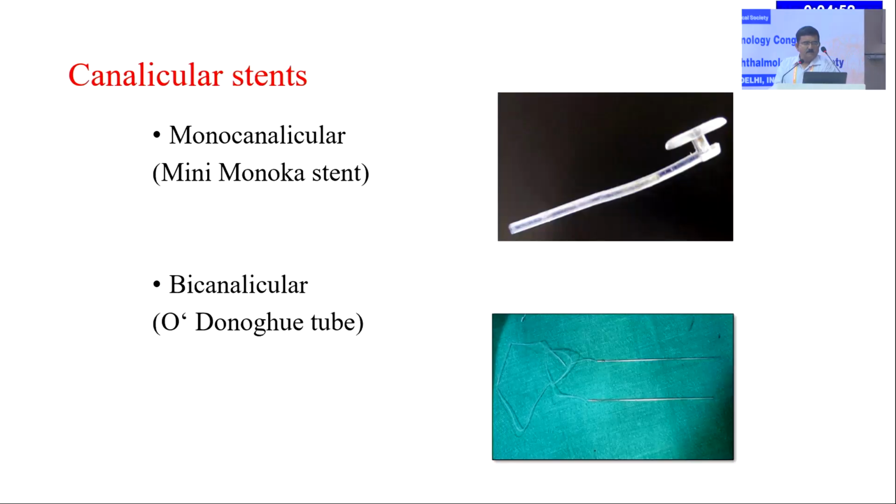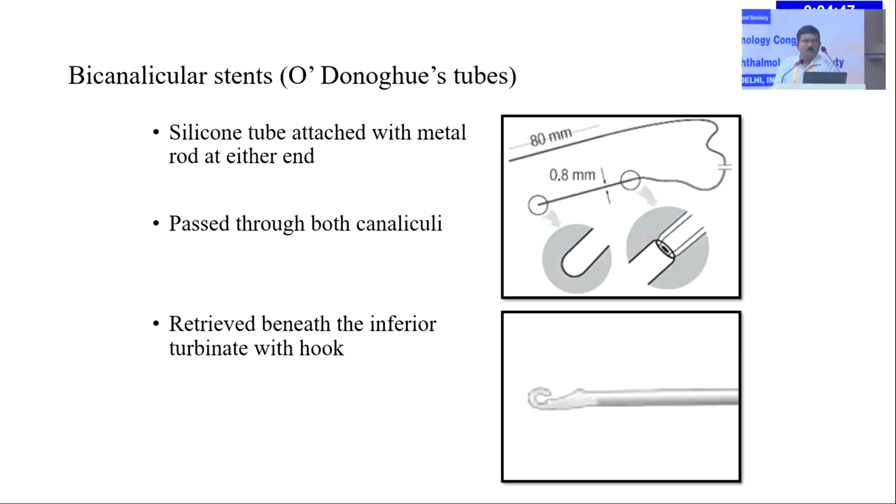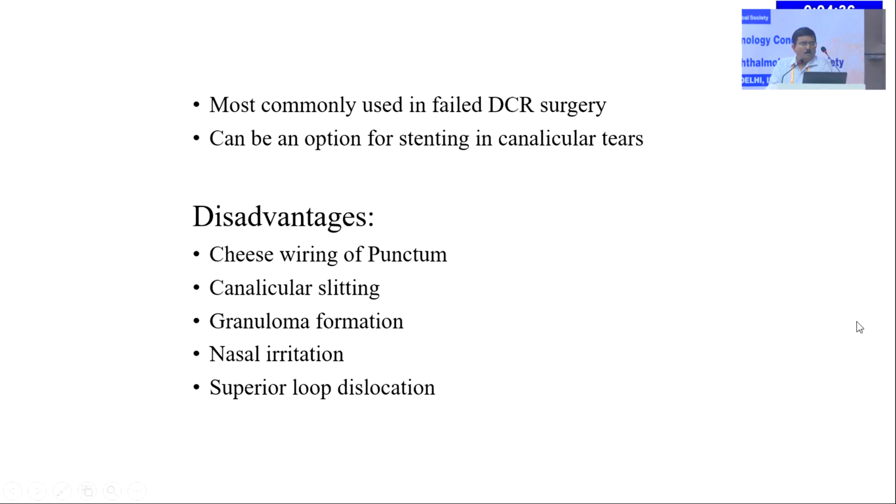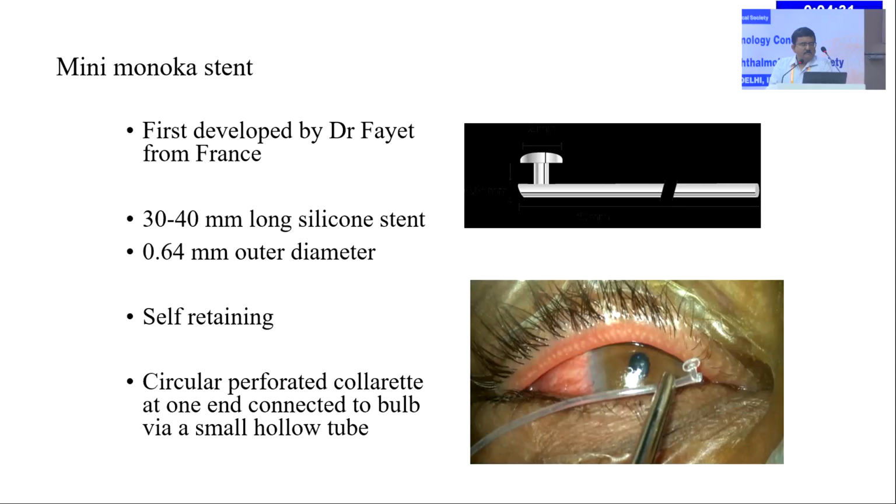The canalicular stent may be a mini monoca or a Crawford tube. A bicanalicular silicone tube is attached with a metal rod at either end, passed through both canaliculi, and retrieved beneath the inferior turbinate using this hook. The mini monoca stent was first developed by Dr. Fayet from France. It is self-retaining, with circular perforated collarettes at one end connected to the bulb via a small hollow tube.